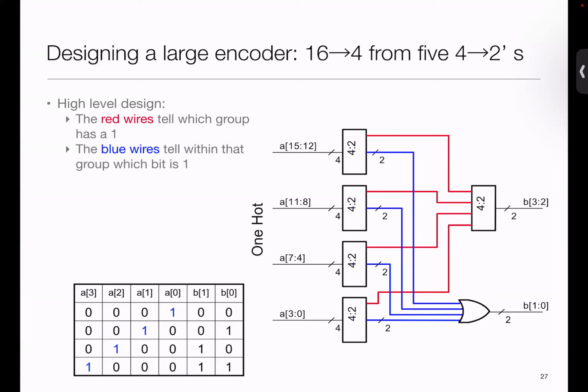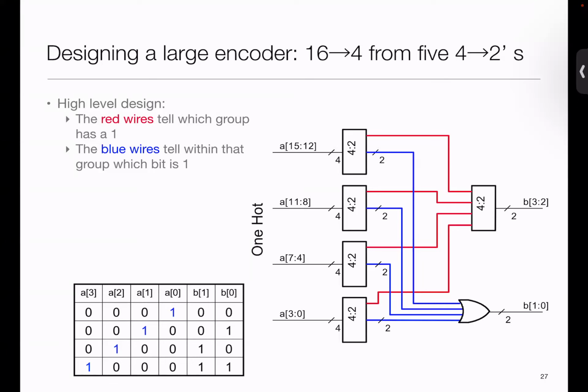So what we are going to do is the following. I'll have that 4-to-2 decoder that we just built, but it also has that V signal. And that V signal is going to be represented by the red lines out here. Okay, so the red signals tell us it is 0 if all the inputs are 0, and it is 1 otherwise.